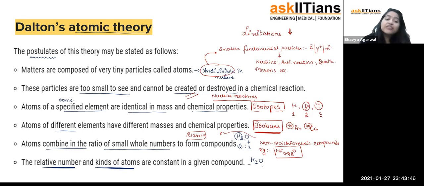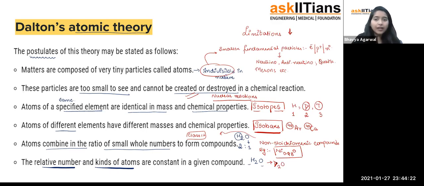Next is that the relative number and the kinds of atoms are constant in a given compound, which is wrong. Why wrong? Because if we talk about water, water has 2 hydrogen atoms and 1 oxygen, so the relative number is fine. What about the kinds of atom? Don't you think that if I replace hydrogen with deuterium, even that is water?